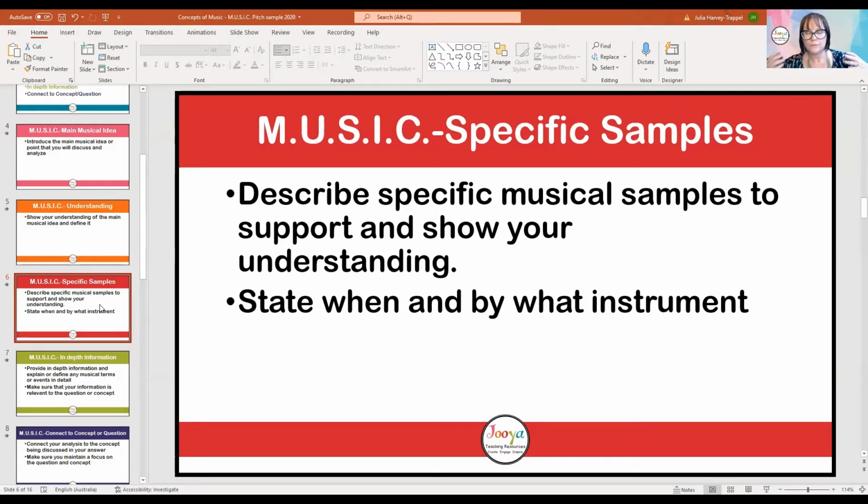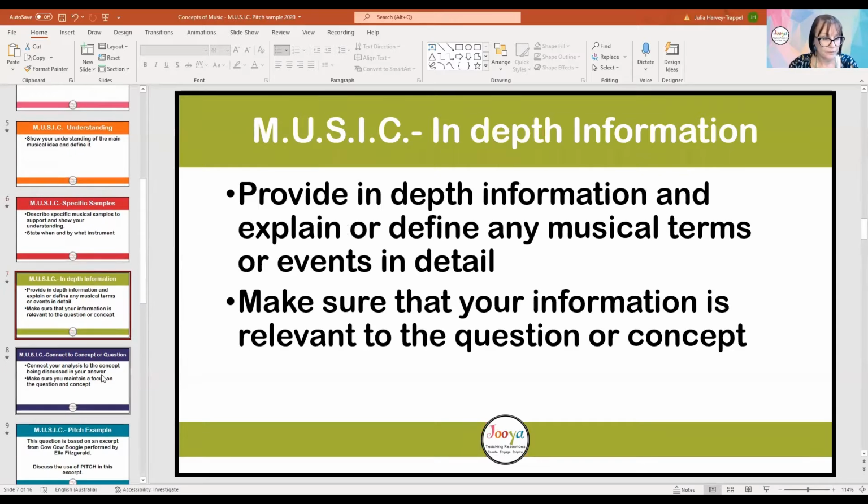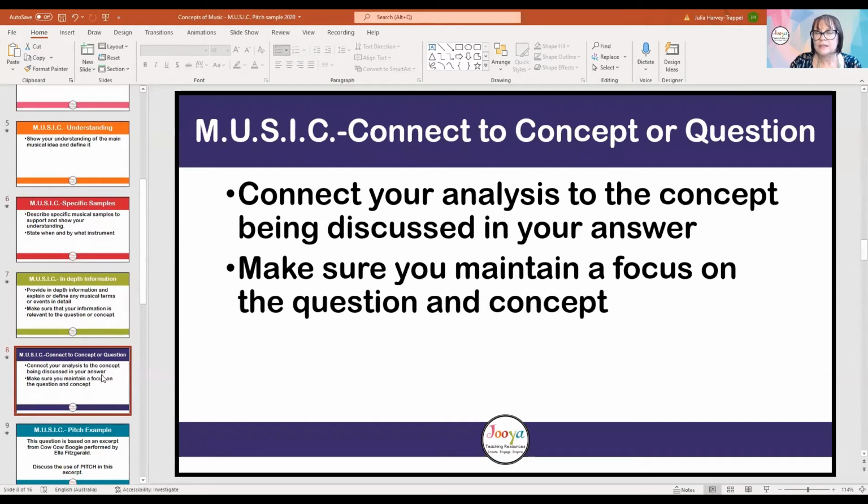Okay, so specific samples: describe a specific musical sample to support and show your understanding, and state when and by what instrument. Then the in-depth information: provide information and explain or define any musical terms or events in detail. Make sure your information is relevant to the question and the concept. The last thing is to connect to the concept or question, or connect to the element of music. So connect your analysis to the concept or element being discussed in your answer, and maintain a focus on the question and concept.